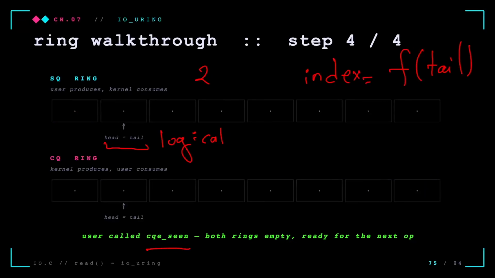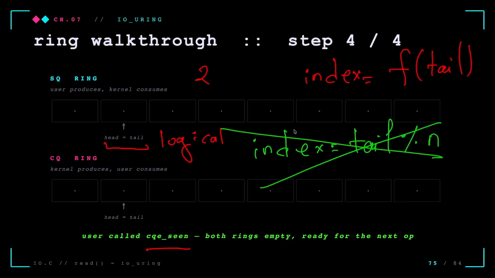The way this is normally computed is index is going to be equal to tail mod n, right? This is how we would get the physical index from the logical index. And mod is, believe it or not, expensive. So we don't like expensive operations, and we want to optimize things. And so what we do instead is, let me clear this up.